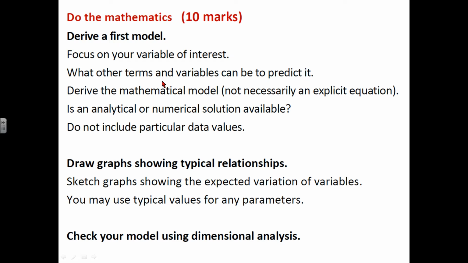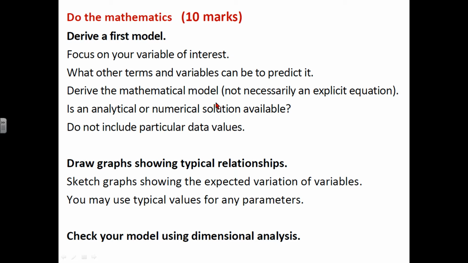So the velocity of the car, the velocity of the falling object, so on. Derive the mathematical model. Now this might not necessarily be an explicit equation, so we might have a variable of interest, range, but in fact to solve that we have to go through a process of solving 2 or 3 equations.